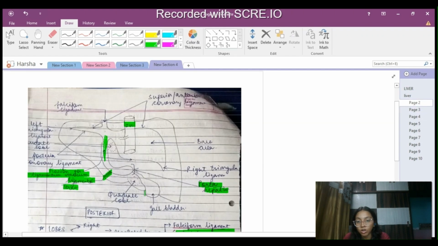See, this is the quadrate lobe. On the right-hand side, it is bordered by the fossa for the gallbladder. This is a fossa made onto the inferior surface of the liver so that the gallbladder shape gets fitted into it and is placed safely over there. So on the right-hand side, the quadrate lobe is bordered by the fossa for the gallbladder.